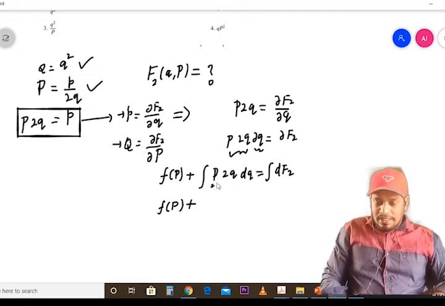So if you take P as a constant, it is not involved in the integration, because q dq is the integration part. The 2 is also a constant, so you can take it out.